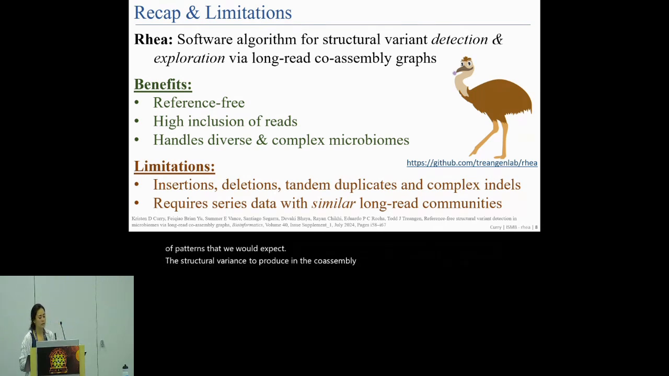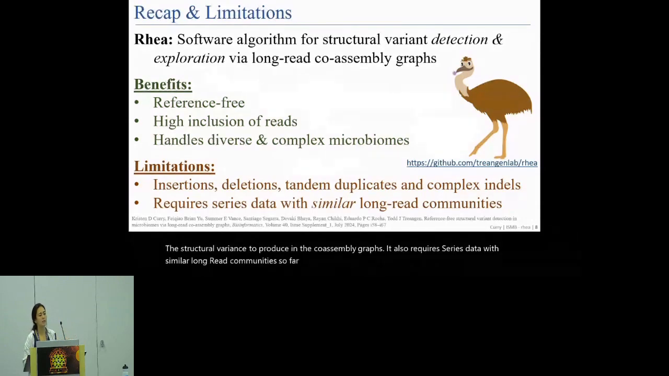It also requires series data with similar long read communities. So far, we've only tested on long reads. I think if this were to expand to short reads, it would take a little bit of thought as we'd expect the graph to be much more complex. And also, I've said that the communities need to be quite similar, and we don't really have a clear definition of what we mean by similar. And so maybe it's hard to know exactly where this should work and where this will start to fall off.